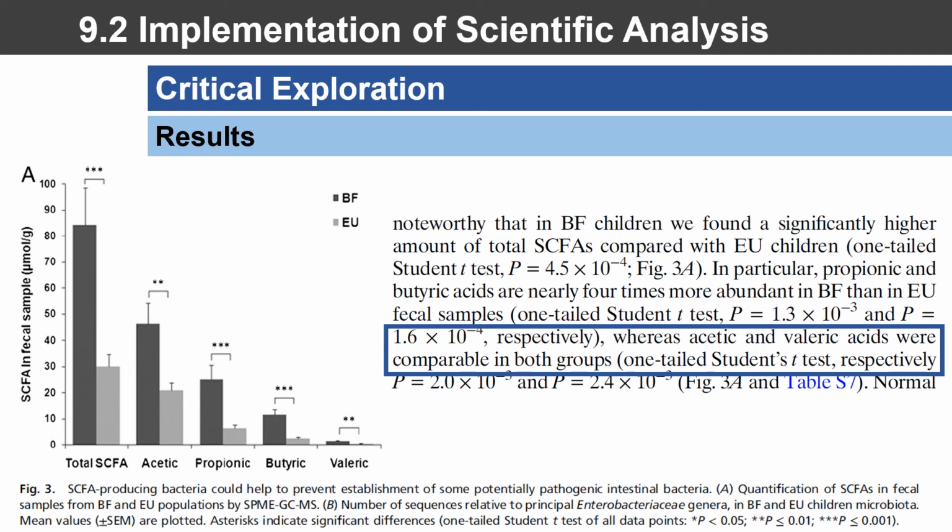However, if you look at the graph for both acetic and valeric, you do see that the diet groups are differentiated by asterisks that indicate statistical significance. So this actually doesn't quite line up, and this would be an experimental critique related to the results as written.